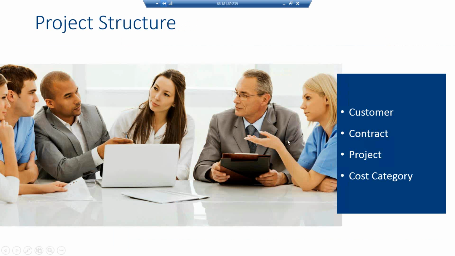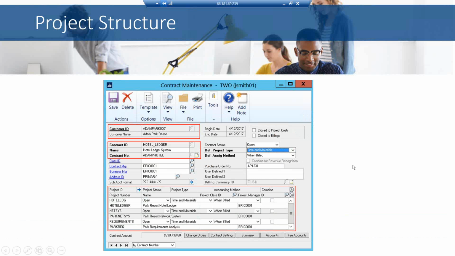So let's dive in and take a look at some of the functionality inside of Dynamics GP and talk about how this project structure all fits together. So the first thing I wanted to do is to take you to the contract maintenance window. So we always start off with a contract maintenance, and you'll notice that the first thing that the system asks us for is a customer. And like I said, depending on whether this is an internal or an external customer, you can either make this your own organization, or you can make it individual customers that you do business with.